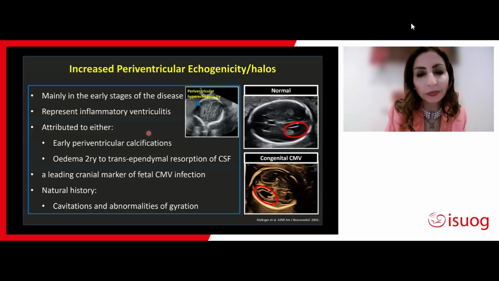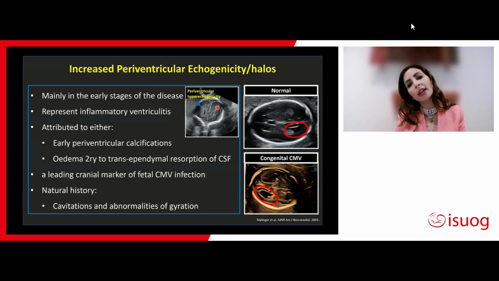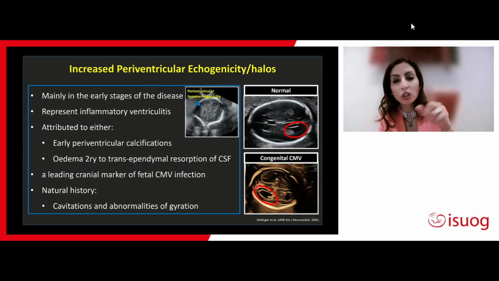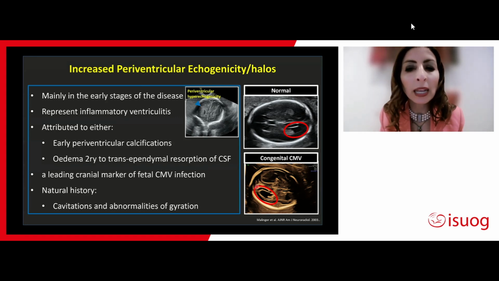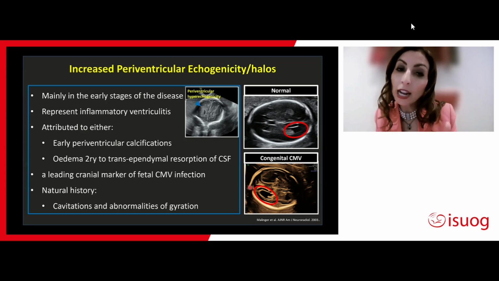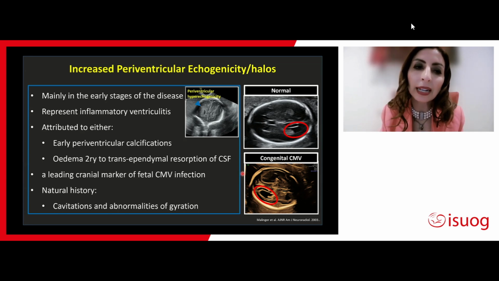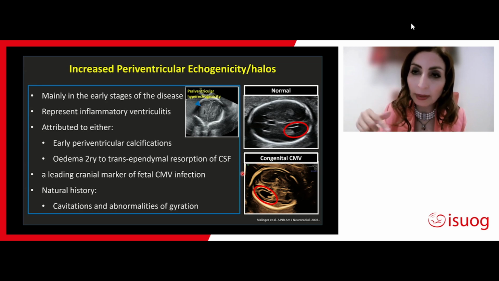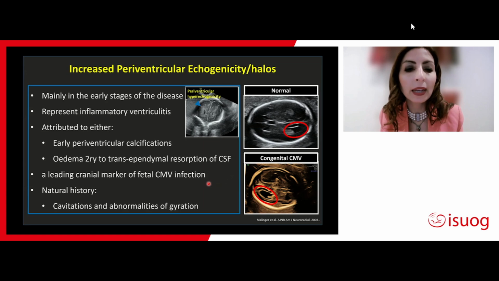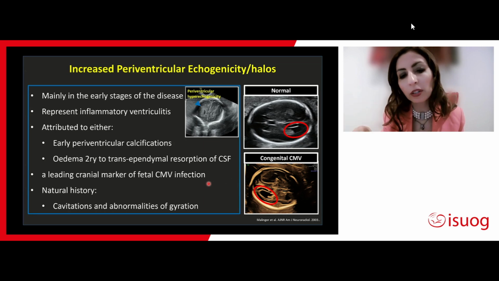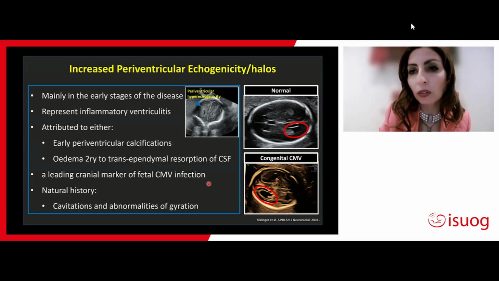It's a small chance. What about the periventricular echogenicity, or this periventricular halo, which is in one of the first cases I showed you, and is what made me think that this is a case of congenital CMV infection. You often see it in the early stage of the disease. It's secondary to inflammatory ventriculitis, and it's certainly one of the leading markers of fetal CMV infection, and they don't necessarily have the same appearance later in pregnancy. They can progress into cavitation or abnormalities of the gyration.